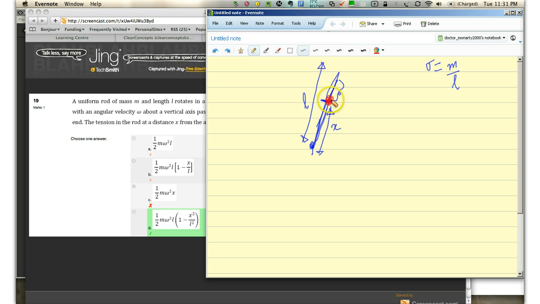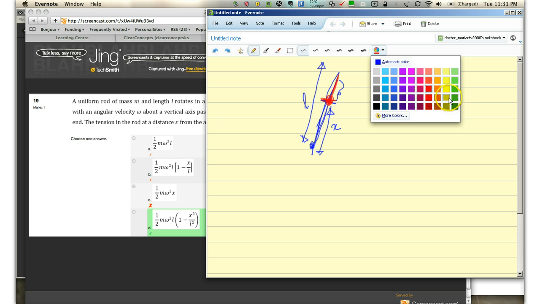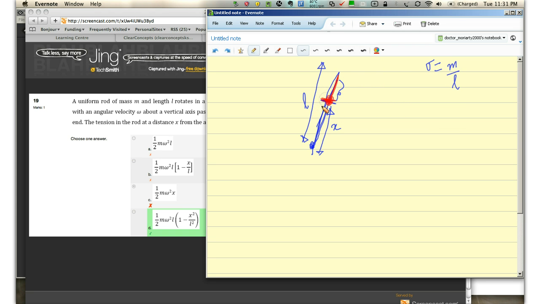I'm telling you this to explain that if you were to cut it, you need to see that it's the tension that's providing the centripetal force for this piece of the rod to move in circular motion. And the tension is at this point x. That's the important point to note. So the question really reduces to: what is the centripetal force required at this point x?